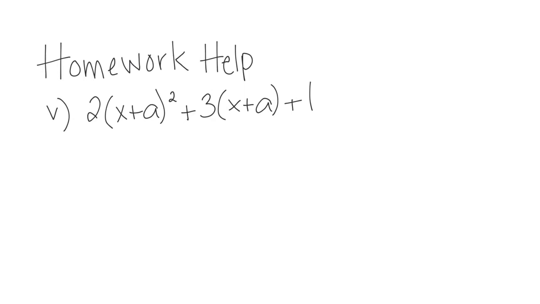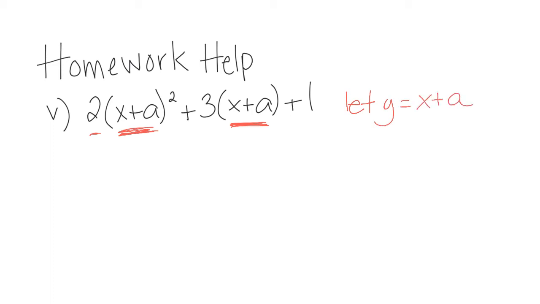So I have 2 times (x plus a) squared, this binomial squared, plus 3 times the same binomial, plus 1. And when I'm looking at this, I want us to see that this is just the same, except normally we would only have one variable in these two spots. So to make it a little bit easier for ourselves, we can do a substitution. So I'm going to let y equal x plus a.